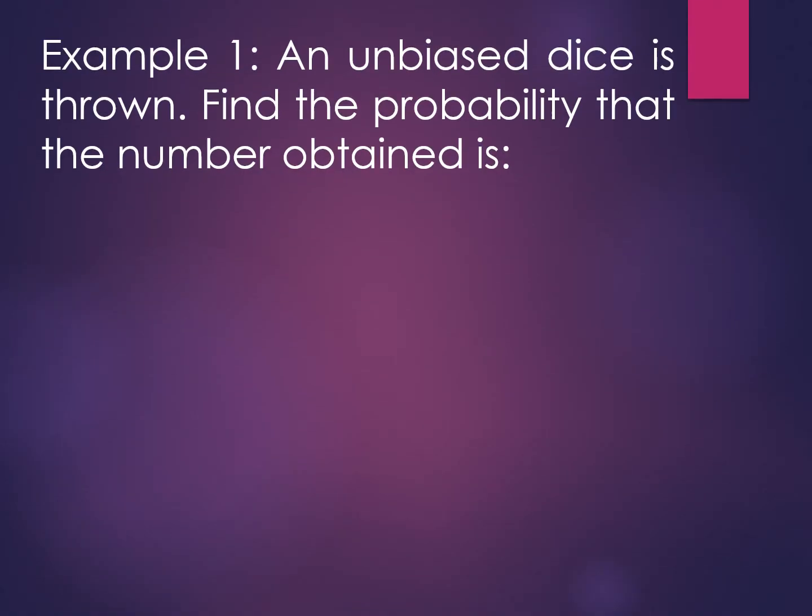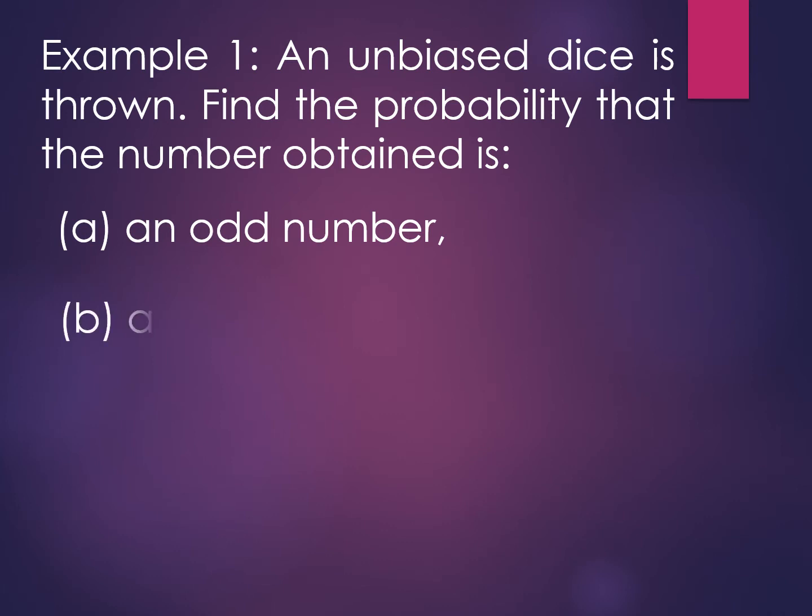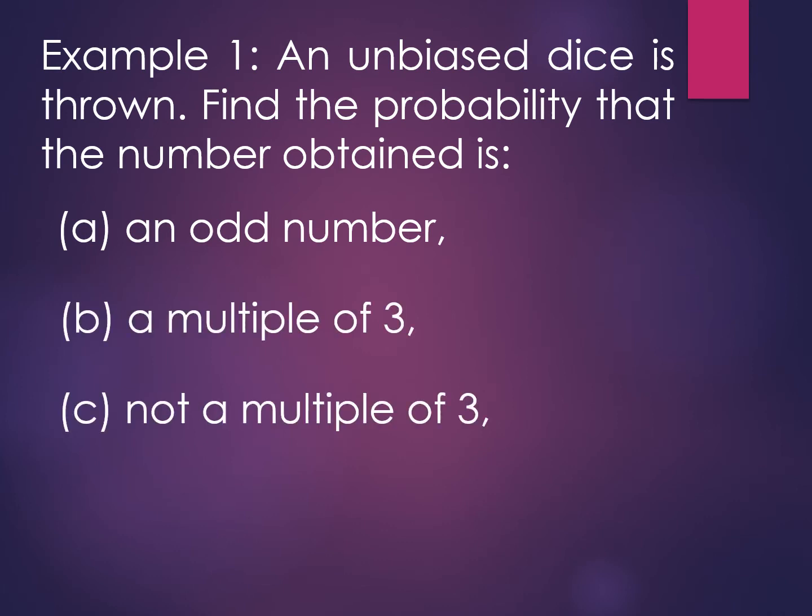Example number 1: an unbiased dice is rolled. Find the probability that the number obtained is an odd number, then a multiple of 3, then not a multiple of 3. The last one, the probability that the number obtained is 9.